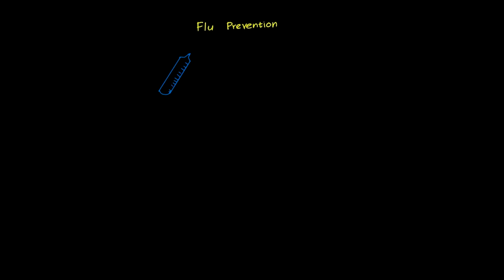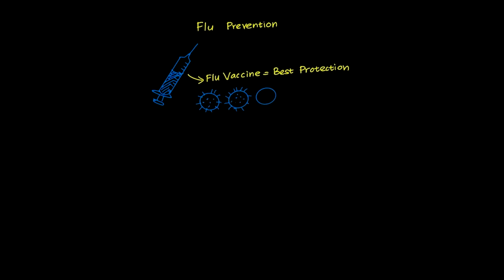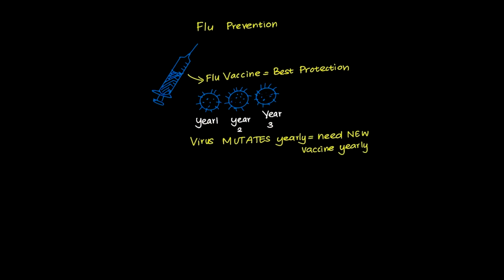Influenza kills tens of thousands of people in the US every year and hospitalizes hundreds of thousands more. The vaccine is your best protection. It trains your immune system to recognize that year's flu strains before you're exposed. You need it yearly because flu viruses mutate constantly. Last year's vaccine won't match this year's strains.